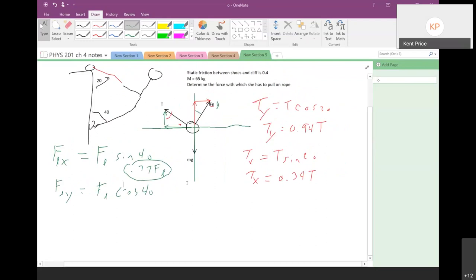Well, the 0.77, so I don't confuse people, I'll mark that out and write it down here because that's for cosine. And then for sine, it's 0.64. So this is equal to 0.64 F leg. Okay, so we have now resolved all of our forces into X and Y components. We're done with step two of the problem-solving procedure.